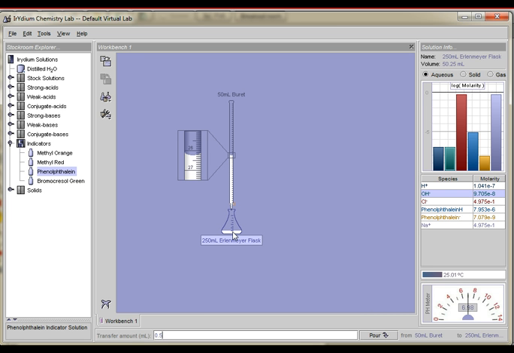Okay, so when you're doing it in the lab, you won't know if the endpoint has been reached. There is no way you will know that the endpoint has been reached. But as soon as you pass that neutral point, as soon as you pass pH 7, you'll immediately know.